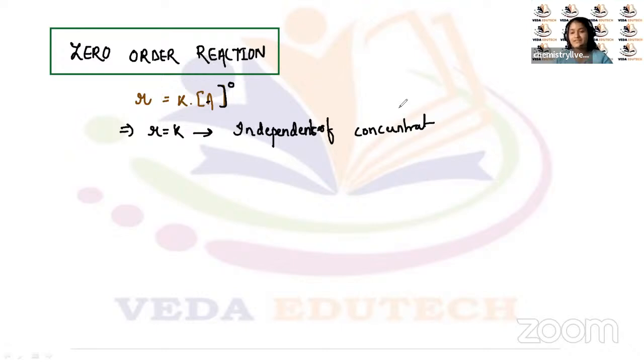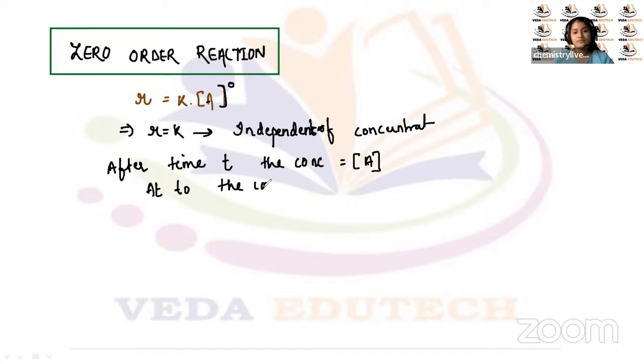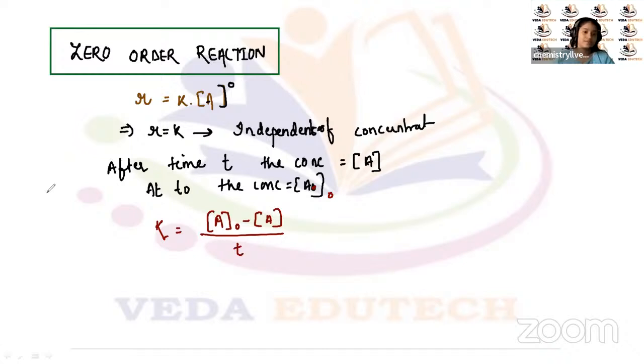If I want the equation like the other ones, what is going to be the equation? Suppose after time t, the concentration is A. At T0, the concentration is equal to A naught. Then the equation for the zero order reaction is going to be this, your equation, children.